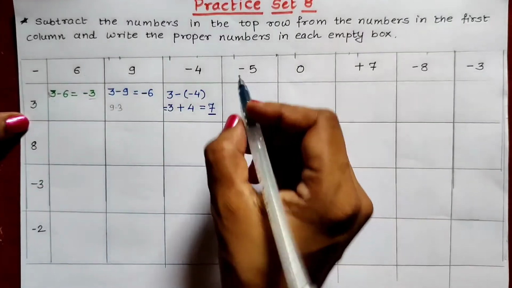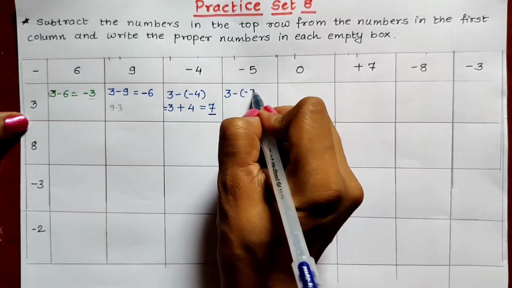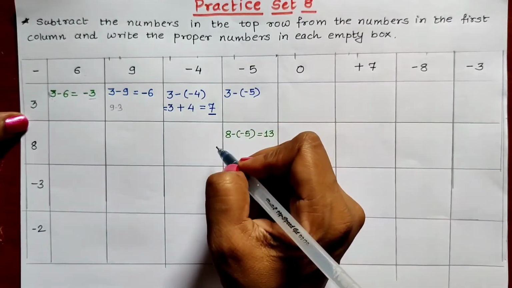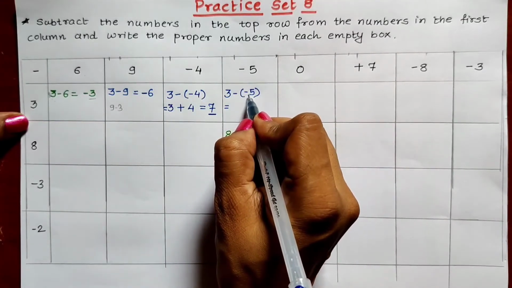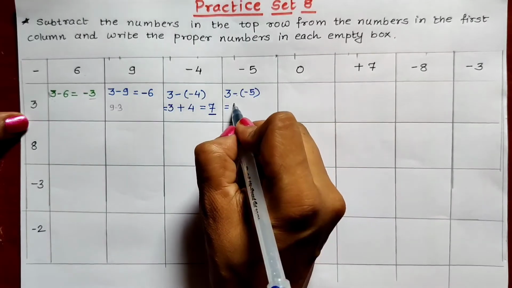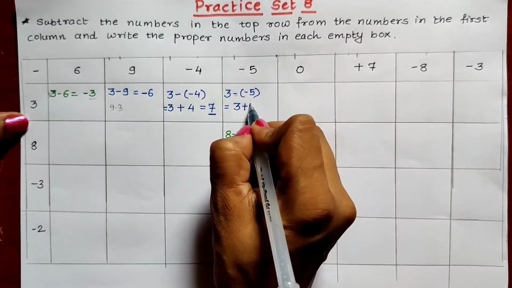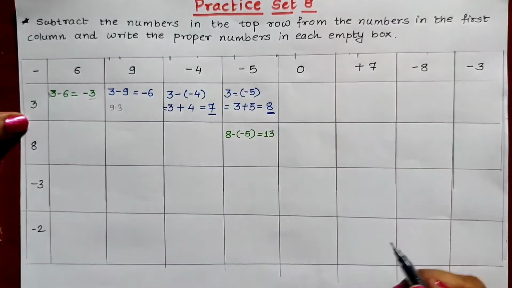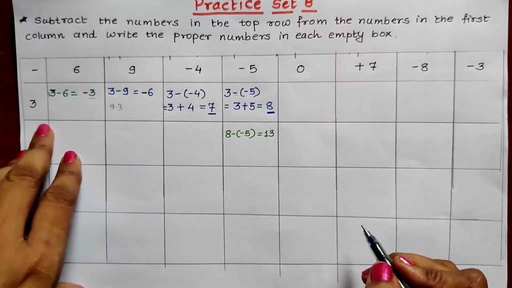3 minus, from 3 which number we have to subtract? 5. So, minus 5. 3 minus minus 5. Again two signs are coming close to each other. So what should be done? We will be writing a single sign in place of these two signs. So first 3 as it is I write, minus minus will become plus. This 5 as it is, 3 plus 5, simple sum. Answer is 8. I hope you all are understanding children.